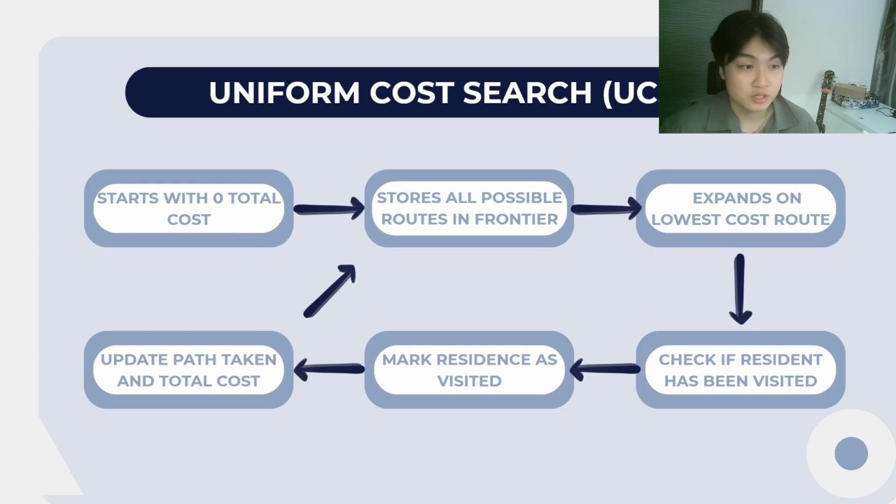In the UCS process, the algorithm begins from Sunway University with a total cost of 0. It then repeatedly selects the route with the lowest cumulative cost from the frontier. When the algorithm moves to a new location, it updates the route path, adds the travel distance to the total cost, and marks the residence as visited if it has not been visited already. The process continues until all 6 residences are included in the visited list.